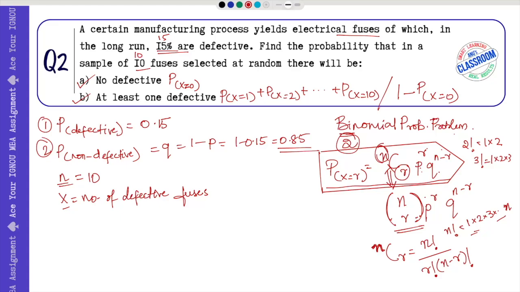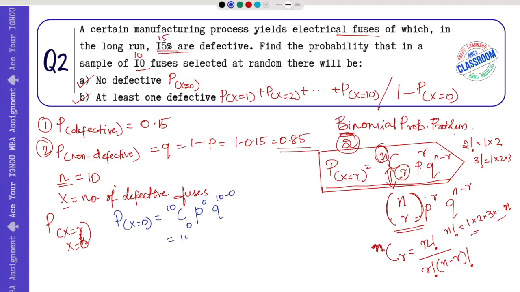Okay, so we know n is 10. What is r here? R is 0 for us. Probability of x equal to r, we say, right? So probability of x equal to 0 means r is 0. So how do we find the first one? The first, no defective, probability of x equal to 0 is 10C0 p raised to 0 q raised to 10 minus 0.